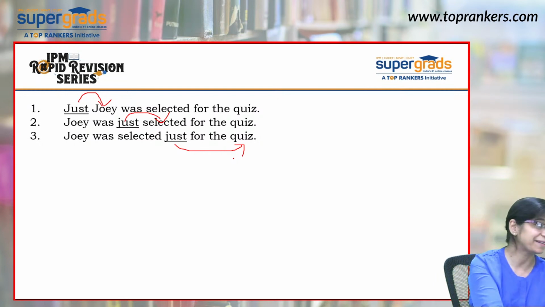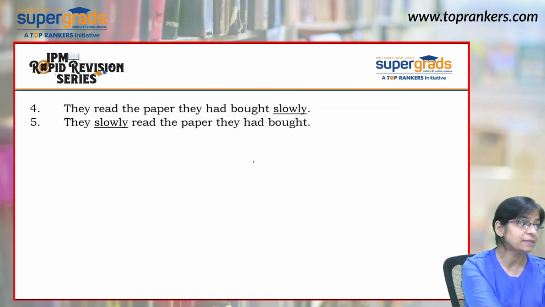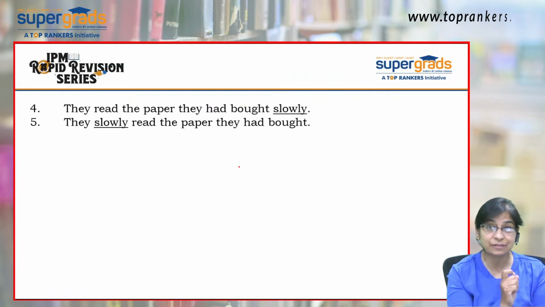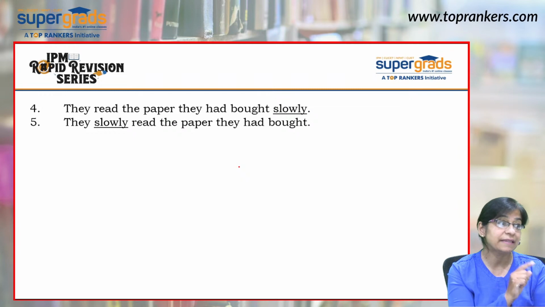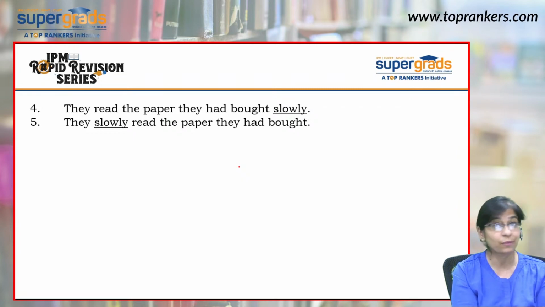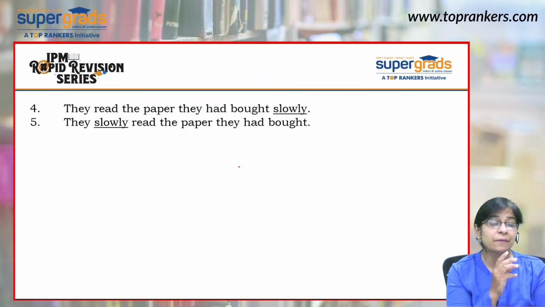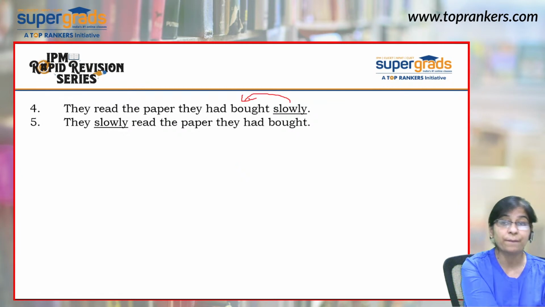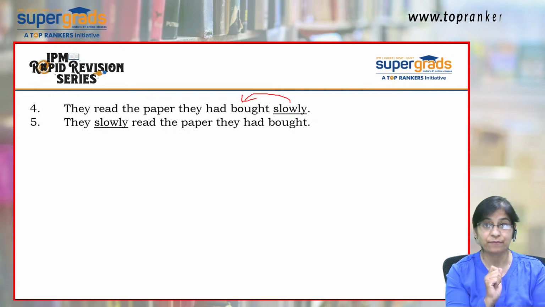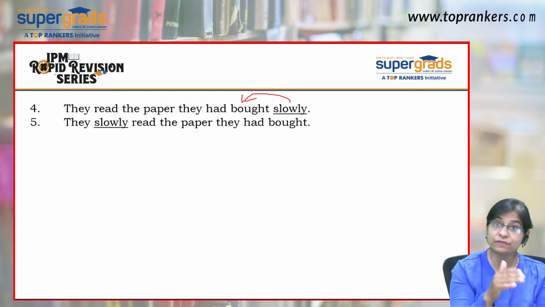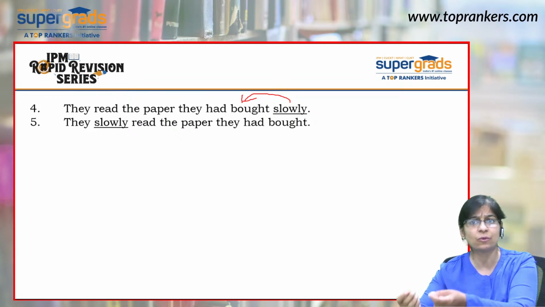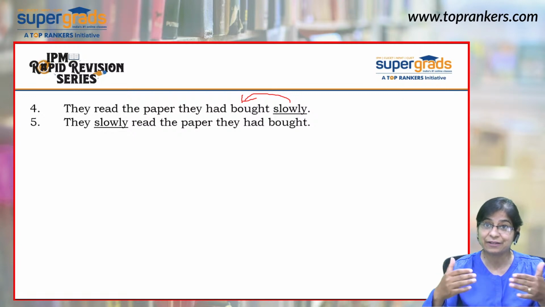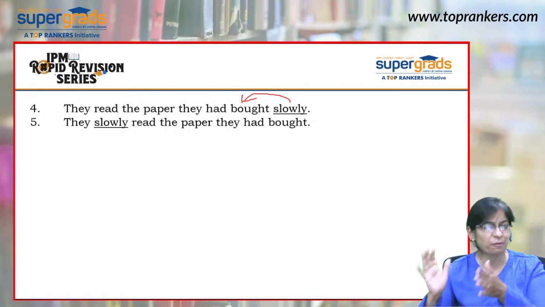Now let's look at another example. This one says they read the paper they had bought slowly. I've underlined slowly. And in the next sentence, they slowly read the paper they had bought. Now, what's the difference in the two sentences? In the first sentence, I've placed slowly next to the word bought. That is the activity that happened. That means the focus of the sentence is that they were very slow when they made the payment and collected the newspaper. So the entire act of sale and purchase of the newspaper was probably very slow.